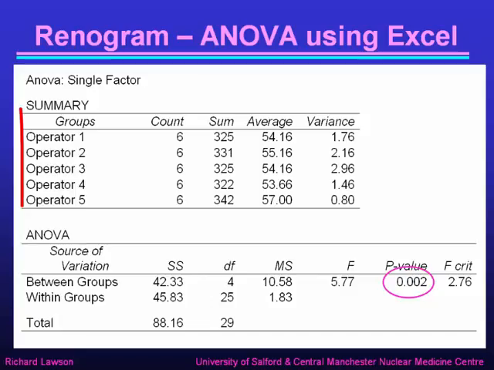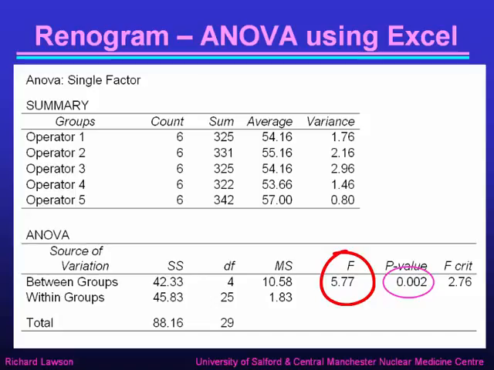It shows that for our 5 operators we have 6 repeats in each group. It gives the sum of the measurements, the average and the variance. It analyses the source of variation as either between groups, that is for different operators, or within groups, that is the repeats within the group, which is the residual. It gives a sum of squares and a degrees of freedom for each source, and the mean square, which is the sum of the squares divided by the degrees of freedom, and an F value, which is the mean square of 10.58 divided by the within groups mean square of 1.83.